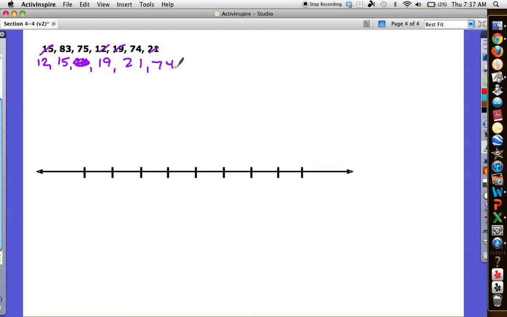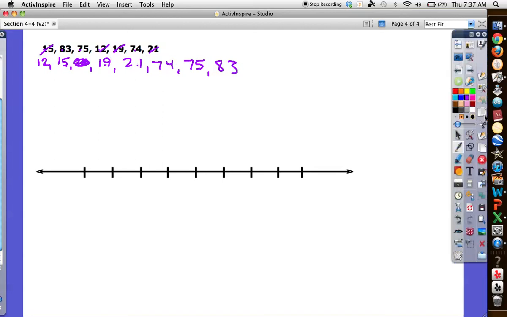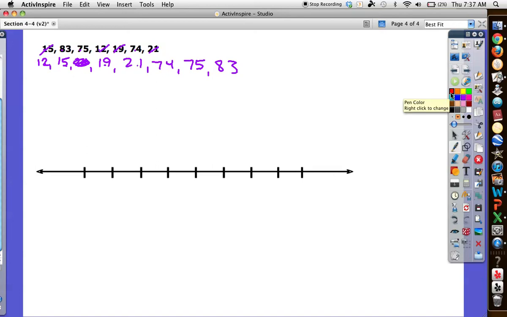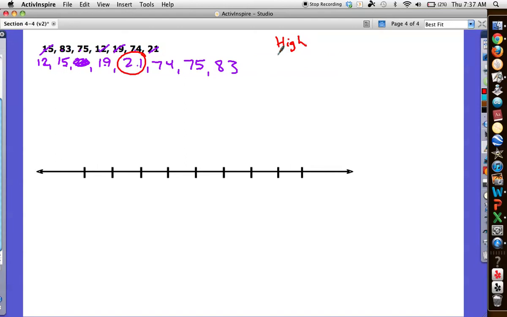74, 75, and 83. Okay? 1, 2, 3, 4, 5, 6, 7. Ooh, lucky us. We have an odd number of numbers. Here we go. Okay. Middle number, 21. Okay, so we have our high and our low. The high is 83. The low is 12. Okay? The median, second quartile, is 21.